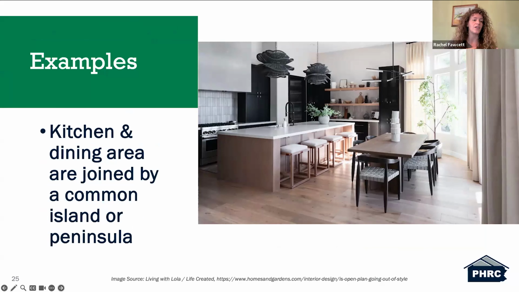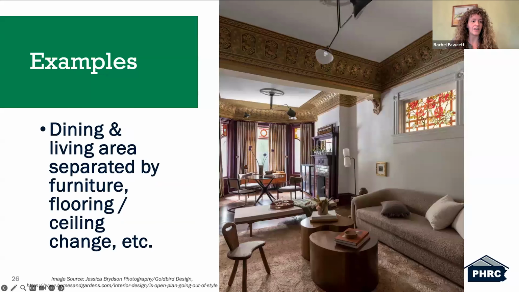So then here we're going to go through a few examples of what would typically be considered open concept. So one is a kitchen and dining area, and they're joined by maybe a common island or a peninsula. So those two previously separated spaces have now become one cohesive space. Another would be connecting our dining area with our living area. And again, here in this space, we're seeing a bit of a visual separation through the ceiling treatment, also through their use of furniture.